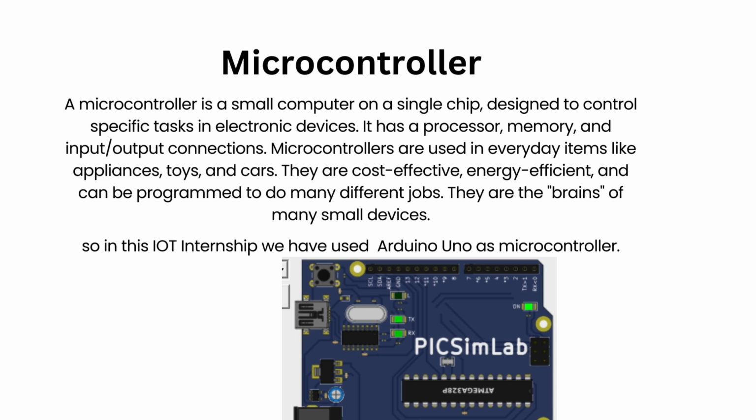So we learned about the microcontroller. A microcontroller is nothing but a small computer on a single chip designed to control a specific task in an electronic device. It has a processor, memory, and input-output connections. Microcontrollers are used in everyday items. They are cost efficient, energy efficient, and can be programmed to do many different jobs. So they are taken as the brain of many small devices.